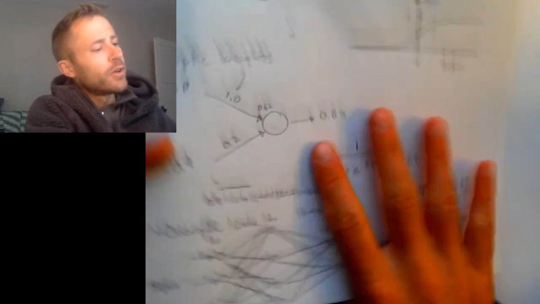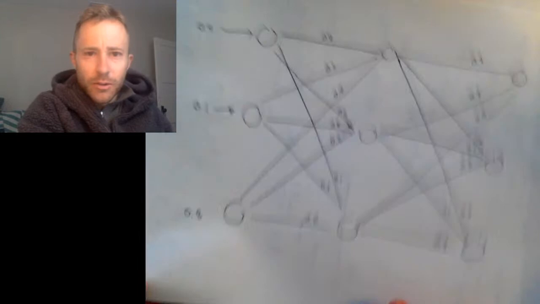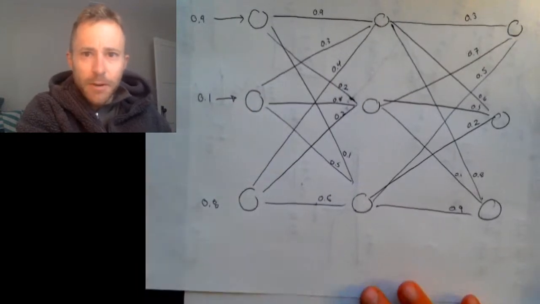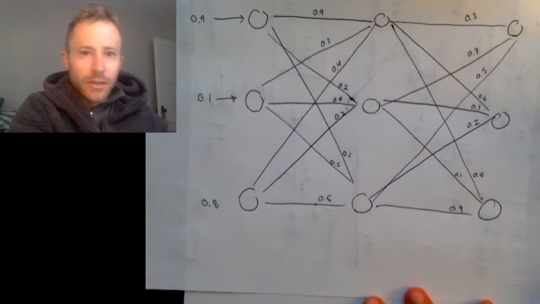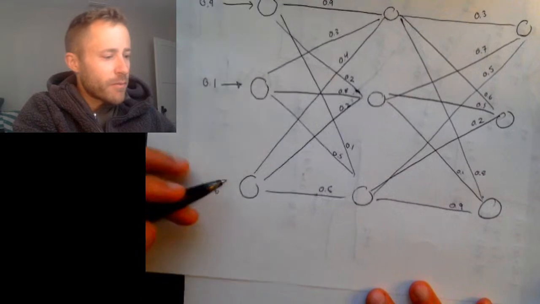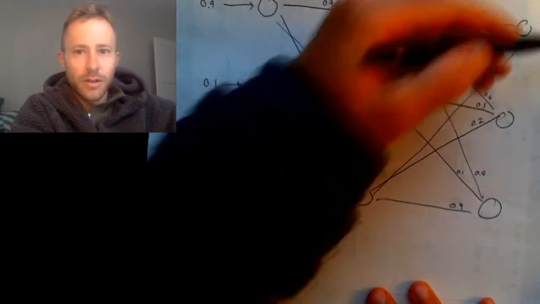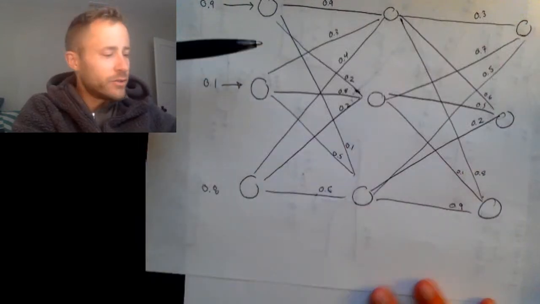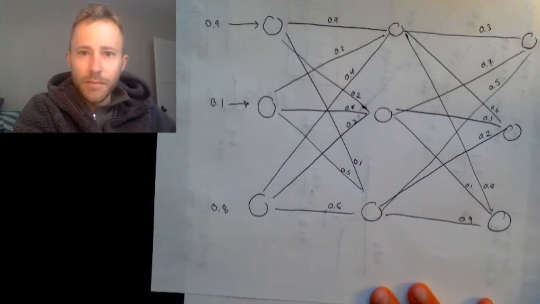Okay, so I have a neural network that I drew here. It has 3 layers: layer 0, layer 1, layer 2, and each layer has 3 neurons.